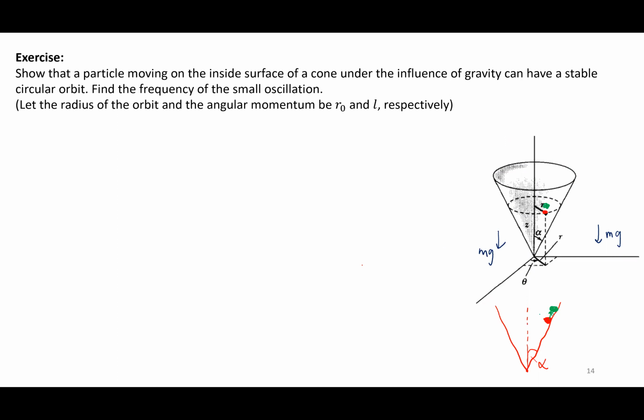So if it does the small oscillation, right? That means that this particle will go up, down a bit, and then up again. Maybe something like this, right? So if you look at the cross section, this green particle is doing some up and down oscillation like this.